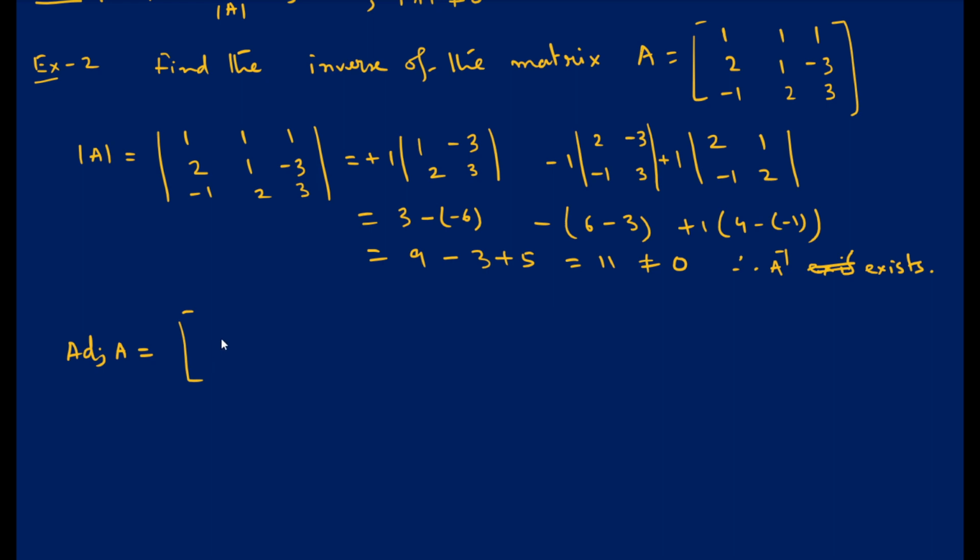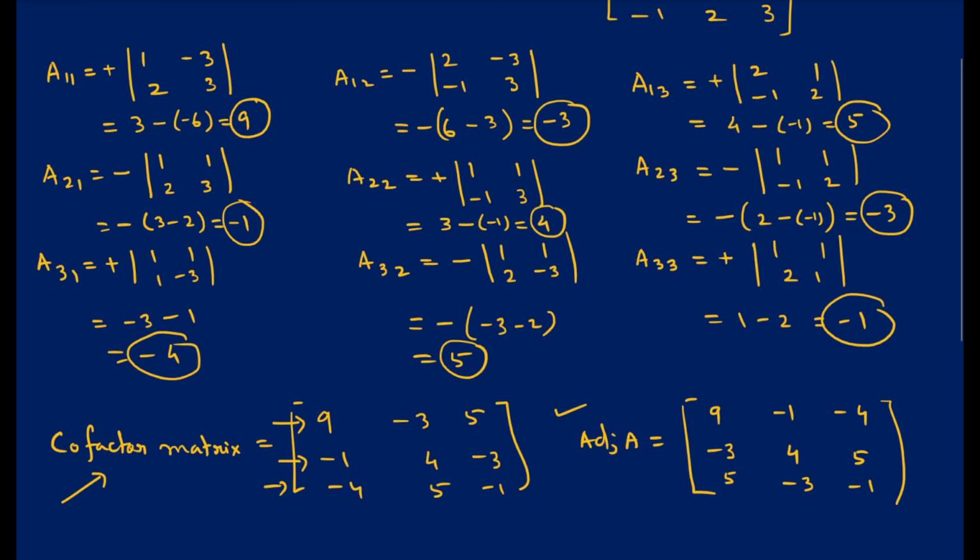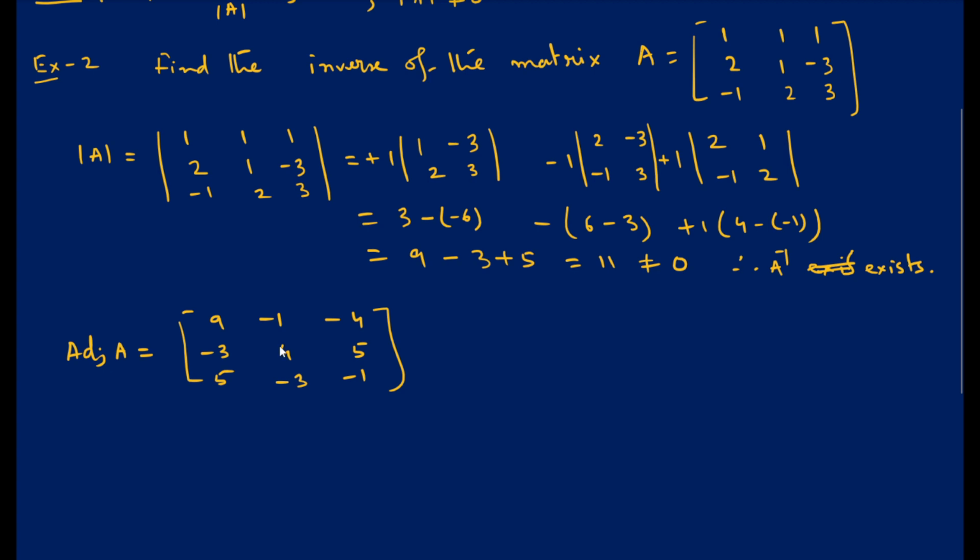So how much is it? 9 minus 1 minus 4, minus 3 4 5 and then 5 minus 3 minus 1. Okay, so let us check once. 9 minus 1 minus 4. Yeah. Okay, now what is A inverse? So what was the formula? 1 by determinant A into adjoint of A. So determinant A is how much? 11. Okay, determinant A is 11, and then this is the adjoint matrix.